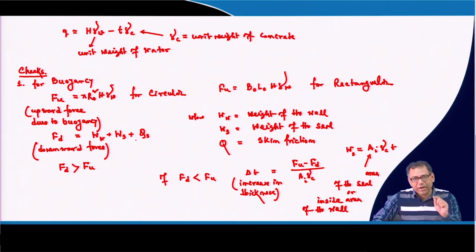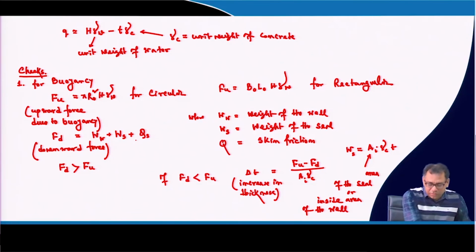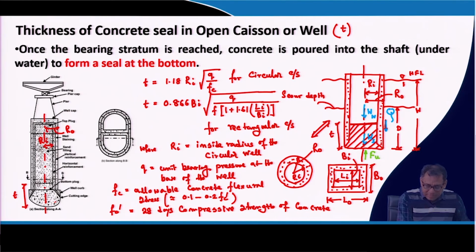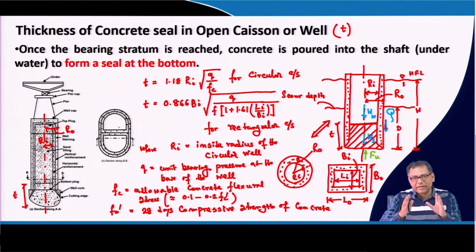Okay. So, the weight of the well means the weight of the well without that seal, because sealing is done once it has reached the base of the well, or the hard strata or the bearing strata. Now, in addition to the seal, the well has a shaft. So, that shaft has its own weight, and we have to consider that weight. That weight is the weight of the well, because in that situation only that shaft is present.